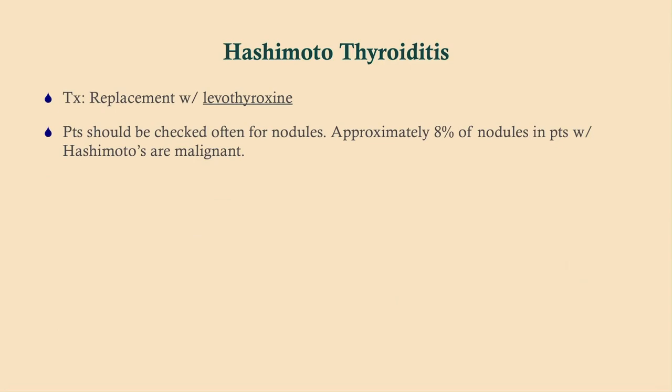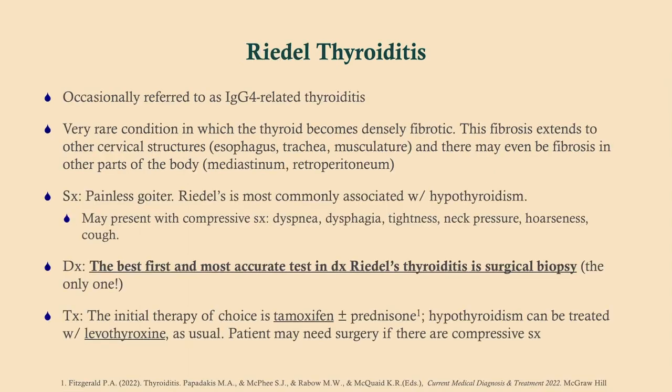It's the number one cause of hypothyroidism in iodine-sufficient regions. Levothyroxine is obviously going to be the treatment to replace the thyroid hormone. Remember to follow the TSH. And you should check these patients out for nodules because approximately 8% of nodules in patients with Hashimoto's are malignant. Remember, the next step to do that then is FNA, and you're looking for cancerous cells.